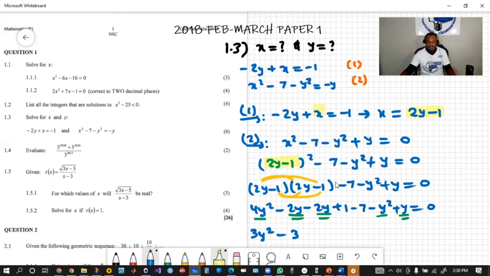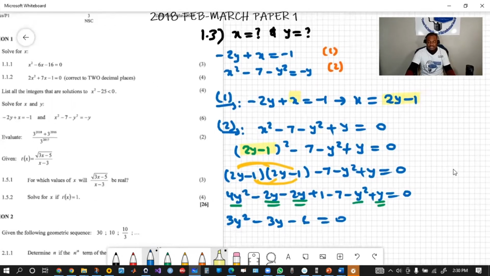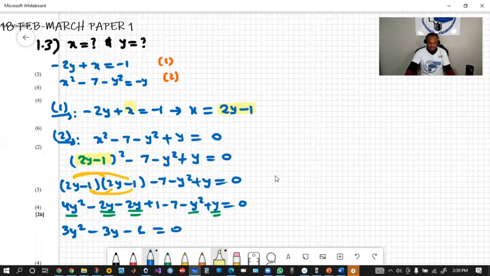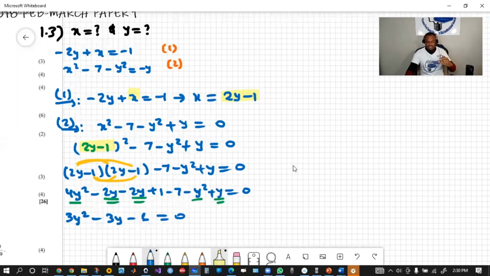That will be negative 3y, and then 1 minus 7, that makes negative 6 equal to 0. Now, as I said, it is better to simplify as we're working out the solution. What else do we notice? Each term in this equation is a multiple of 3, so we can divide the terms by 3.